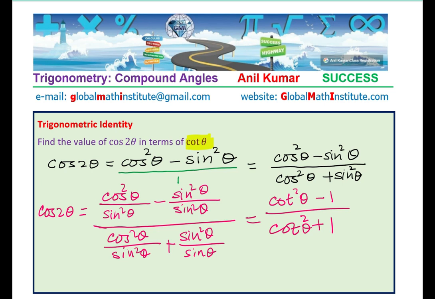So we have a formula relating cos 2 theta to cotangent square theta. You get the idea, right? The same strategy can be utilized to write cotangent in terms of tan theta also. So you are understanding how we are developing the whole concept.